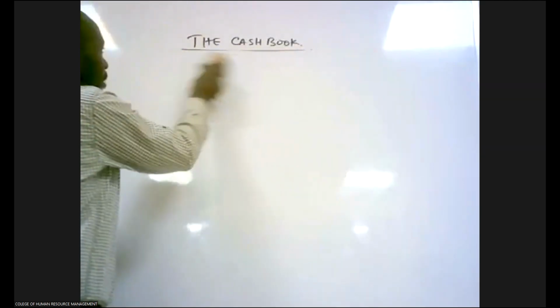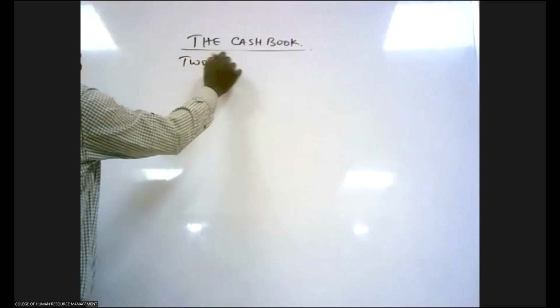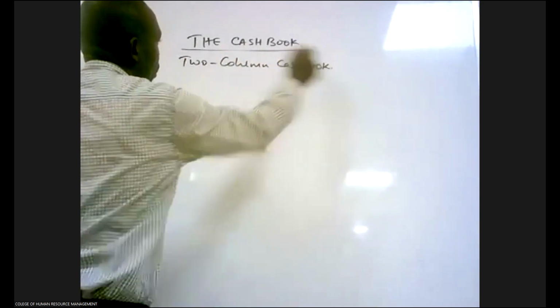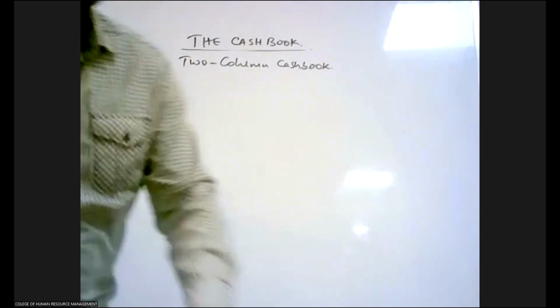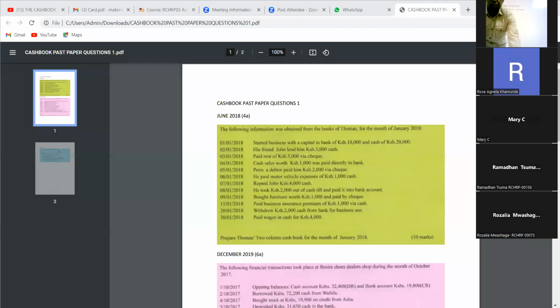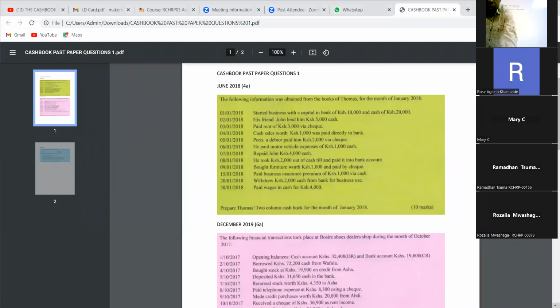Let us start with the two column cash book. Let me share something here from previous past papers. The first question, for June 2018, question 4A, required candidates to prepare a two column cash book for Thomas. The information is as provided there.